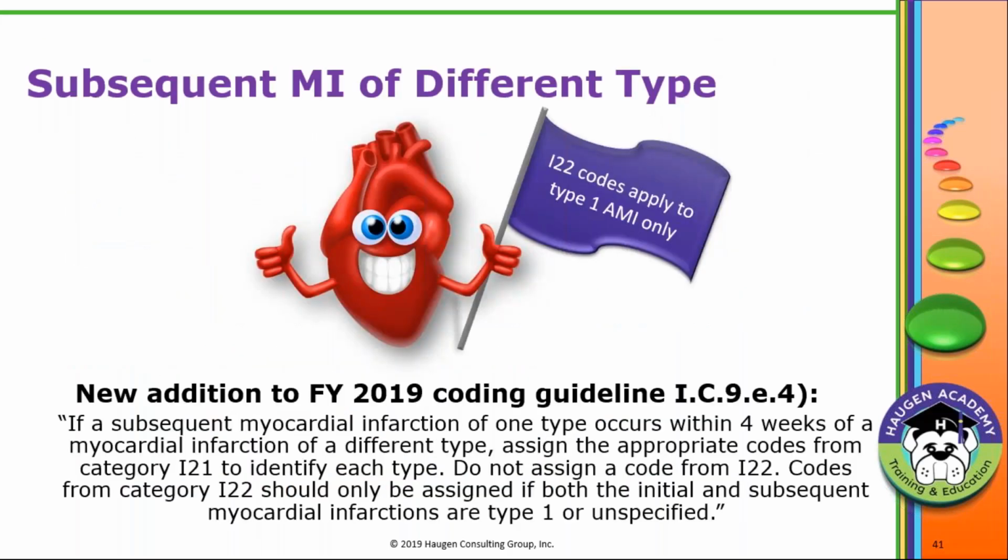So there have been some questions about subsequent MIs of a different type. And remember, I said it more than once, type 1 MIs are the only ones that get classified as initial and subsequent. So if you have a subsequent MI of a different type, then you're going to have 2 codes from category I21. And there was a new addition to the coding guidelines for this year that reiterates that you do not assign a code from category I22 if there are MIs of different types, and the codes from category I22 should only be assigned if both the initial and subsequent MIs are type 1 or unspecified.